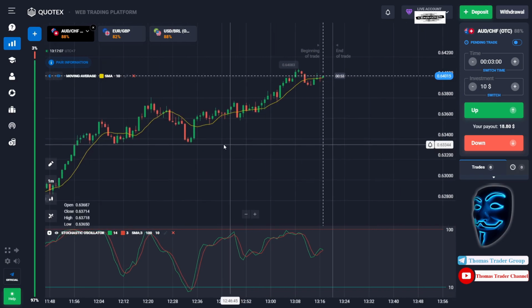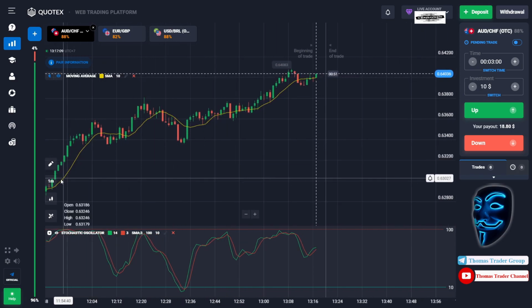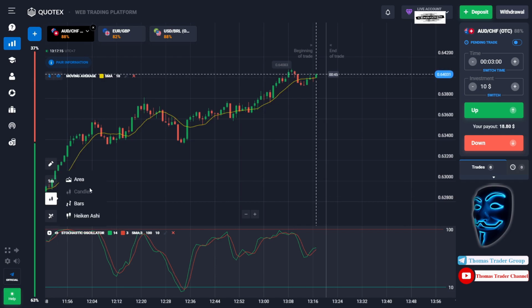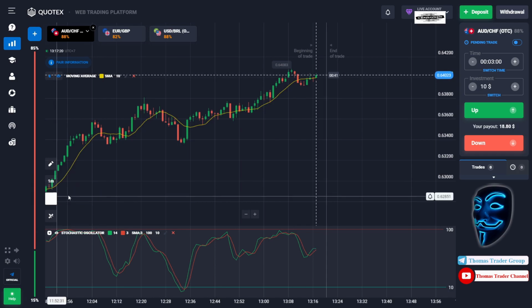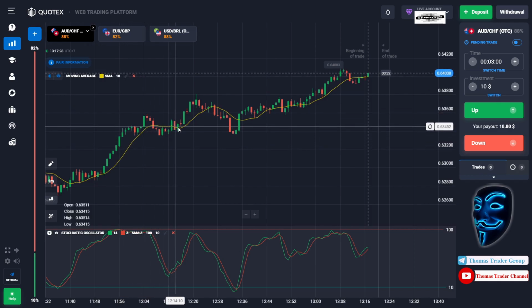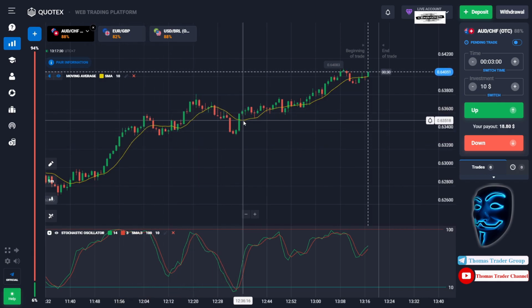Let's start our trading session for today. Today I'm using the 1 minute time frame over here, as you can see, and I'm also using the candlestick chart in order to help me analyze the market. I'm also using two indicators to help me analyze the market. The first one is moving average over here with the yellow line. As you can see, there is a yellow line. This is called moving average.